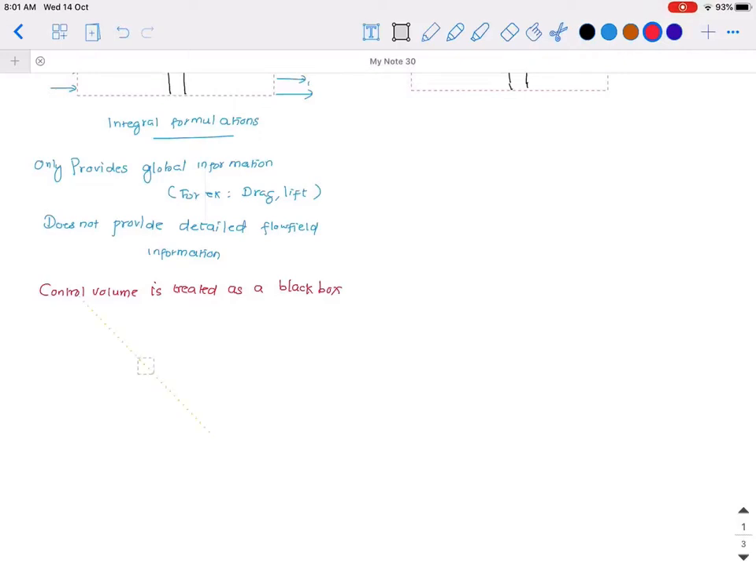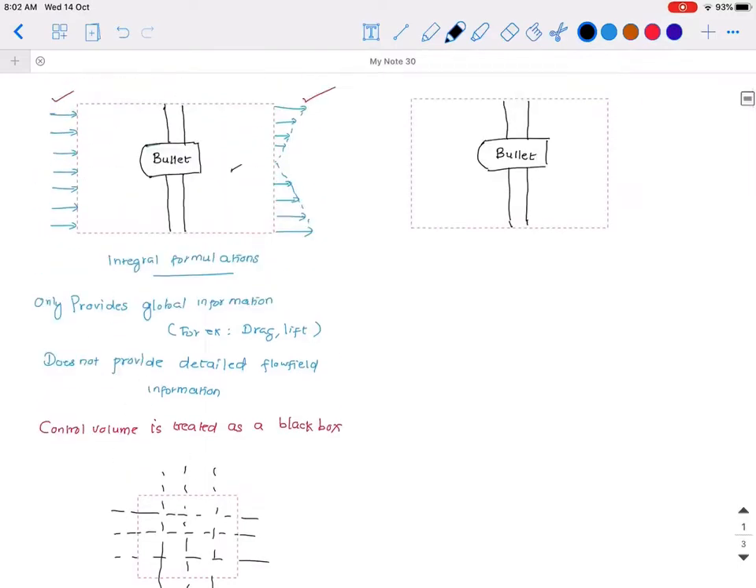So one way of getting more information about the flow field is to, for example, take a control volume. We break it into 4 control volumes, and then each of these control volumes we split into another 4. And we can go on doing this until we get millions of trillions of smaller control volumes within the given larger one shown here.